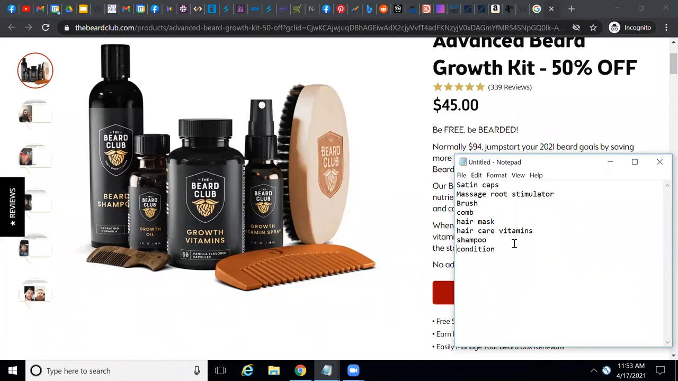I can deconstruct this bundle and maybe put the satin cap and the root stimulator together and make that as a smaller bundle. I could put the shampoo and conditioner together, make that as a smaller bundle. I could put the brush and the comb together with the hair mask and maybe the vitamins or whatever, and make that as a smaller bundle.